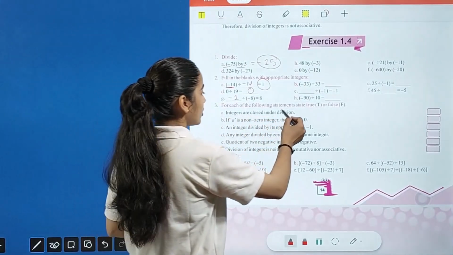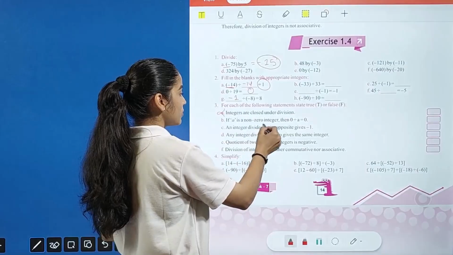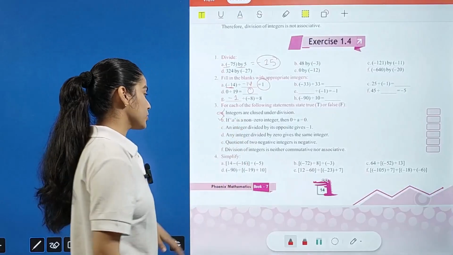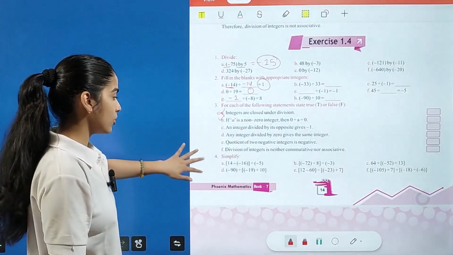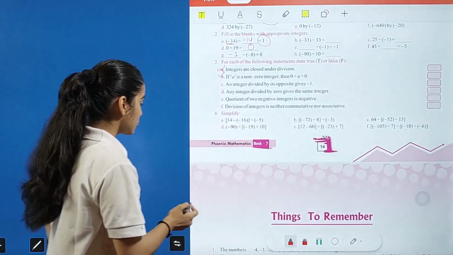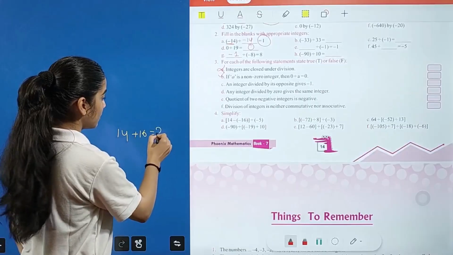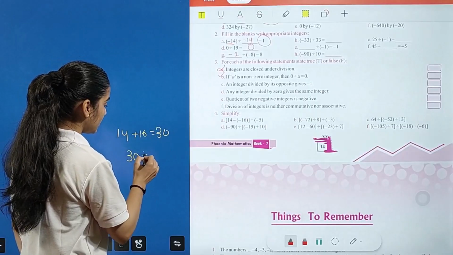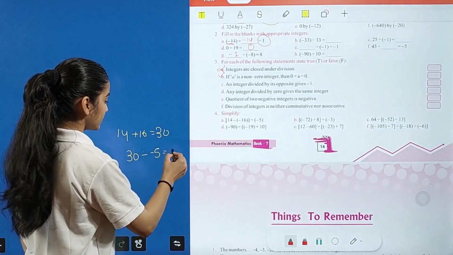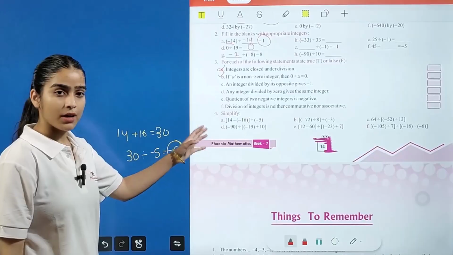Now for each of the following statements, state true or false. Are integers closed under division? No. If a is a non-zero integer, then 0 divided by a is 0. Yes, you can say that. In the same way you have to classify these statements as true or false. Now simplify 14 minus 16 divided by 5. So 14 plus 16 gives 30. So 30 divided by minus 5, you will get your answer minus 6. In the same way you have to solve the rest of the parts in question number 4.